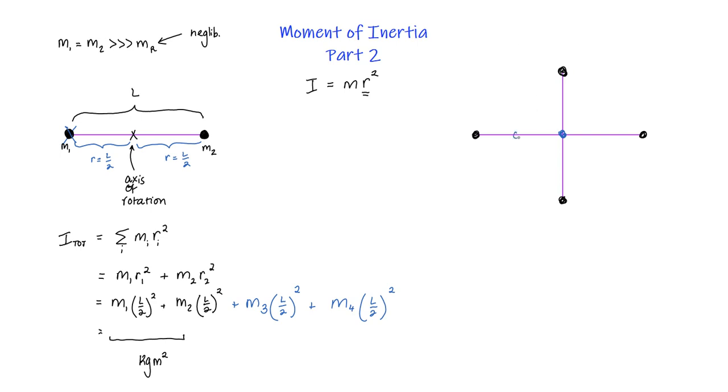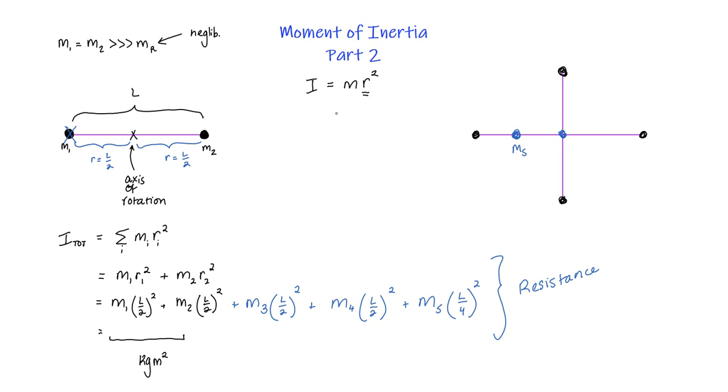If we also added a clump over here, well, we just add this. Let's call this one M5, and it's a quarter of the length of the rod, so I would just add that up, M5 times (L over 4) squared, and keep adding as we go. What we are calculating here, remember again, is the resistance. This is a measure of the resistance to a change in rotational motion.